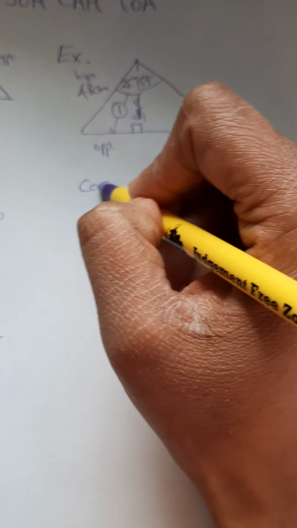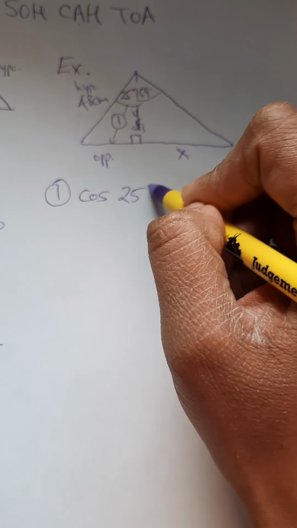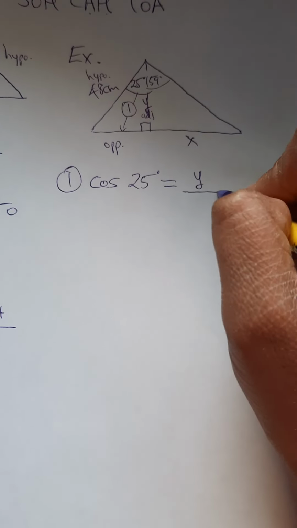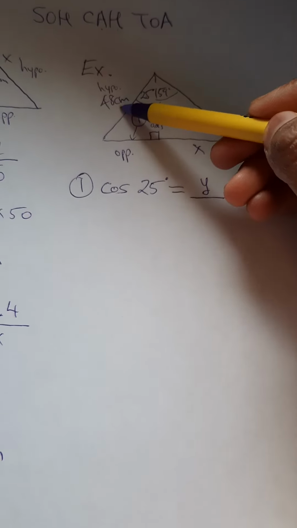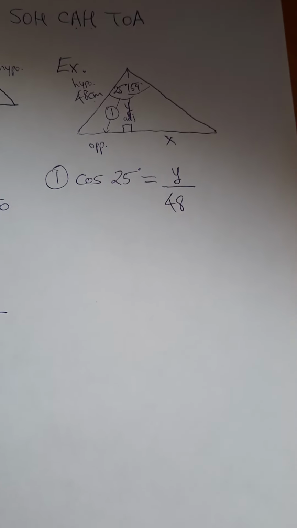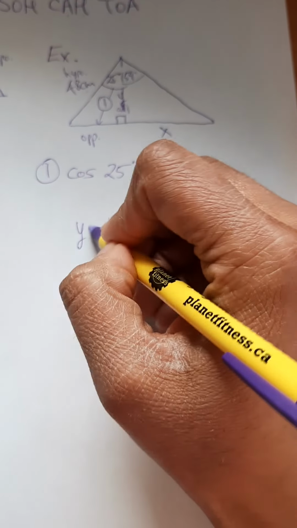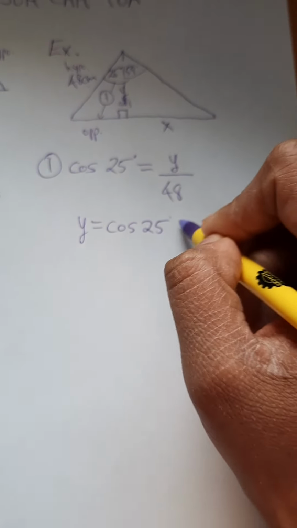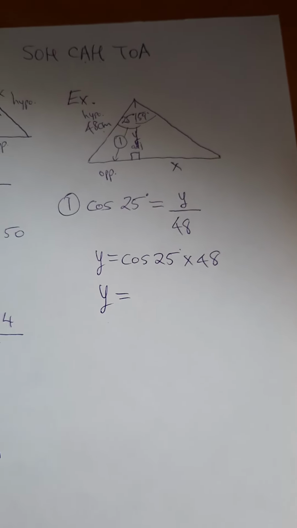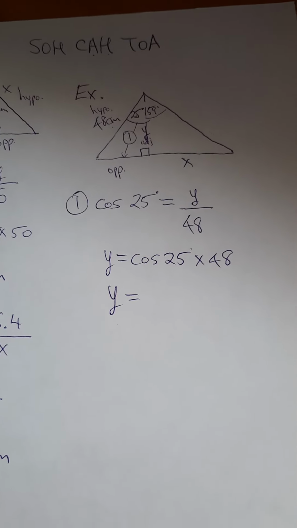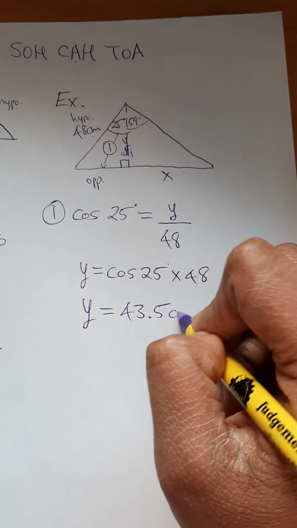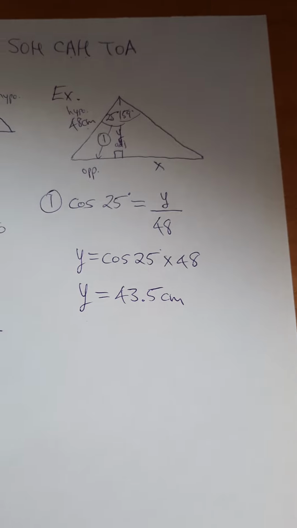So let's do cos of 25 degrees equals the adjacent side, which is y, over the hypotenuse, which is 48. Just like that. You're going to just multiply them because I see the y is on the top. So y equals cos of 25 times 48. We're going to put that into our calculator: cos 25 times 48. We're getting 43.5 centimeters.